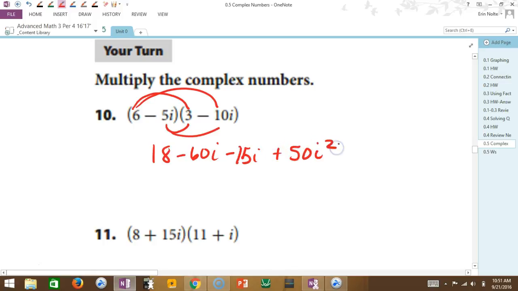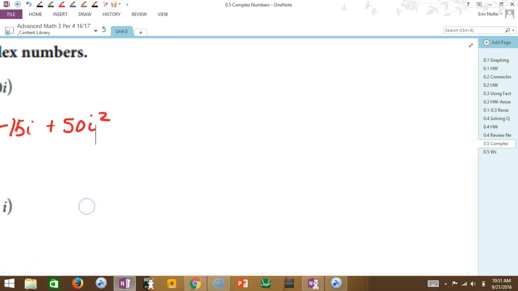50i squared, right? Because you multiplied i times i, which makes an i squared. Okay, now let's think about this. I think I can hear you guys thinking out loud. Okay, so you were like, oh, well, wait a second, i squared, isn't that something?